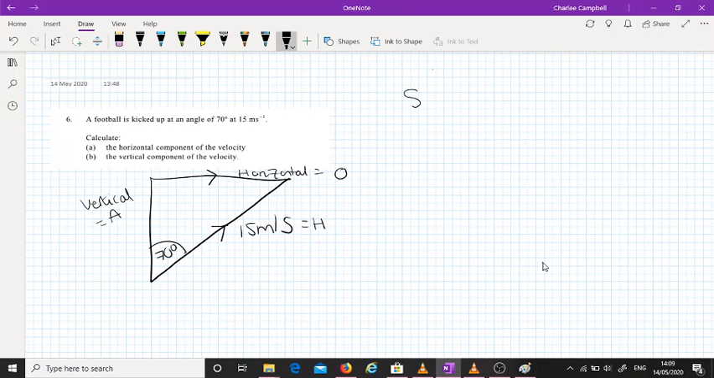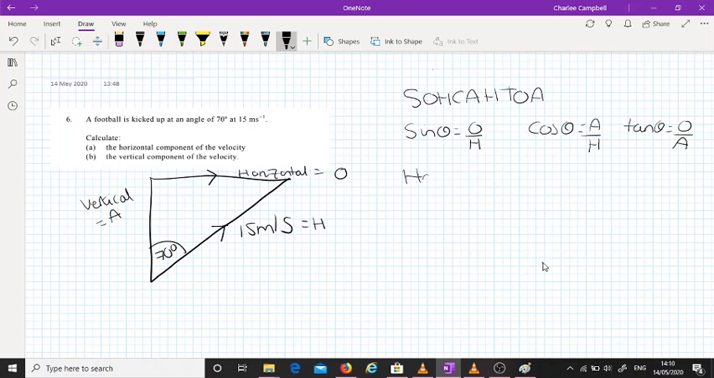So if we write out our SOHCAHTOA and we expand, so sine theta equals opposite over hypotenuse, cos theta equals adjacent over hypotenuse, and tan theta equals opposite over adjacent. Having a look at it like that, and now that we've labelled what we're trying to work out, hopefully you should be able to identify what formula to use.